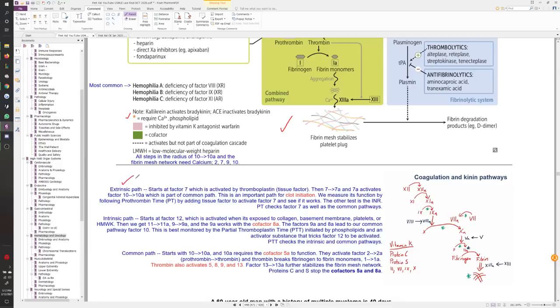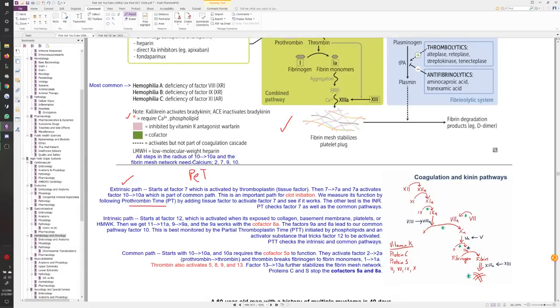So here I wrote for the extrinsic path, it starts at factor 7, which is activated by thromboplastin, tissue factor, and that becomes 7A, which activates factor 10 to become 10A, which is part of the common pathway. This is an important path for clot initiation. We measure its function by following PT, prothrombin time. PT for 7, by adding tissue factor to activate factor 7 and see if it works. The other test is the INR, which is managed mainly by warfarin. PT checks factor 7 as well as the common pathway. Everything checks the common pathway, but the difference is going to be intrinsic or extrinsic. So the PT is for your extrinsic pathway, which is very easy to remember if you just think of the word PET.